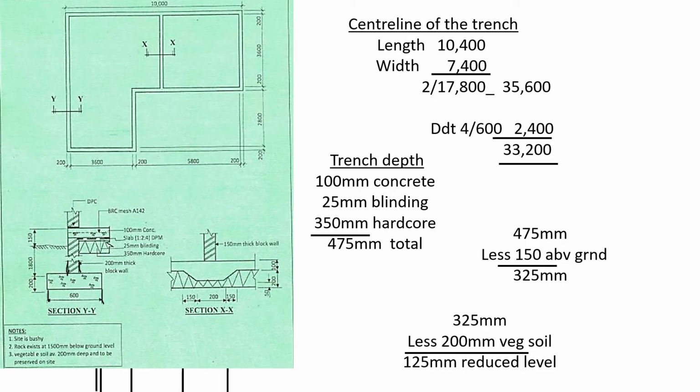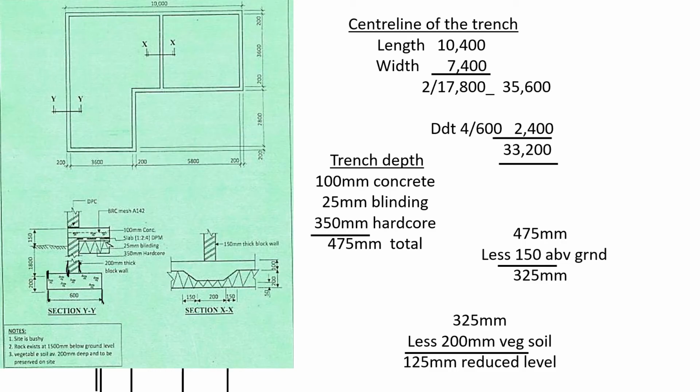So from here to here it's 200. So we shall add 200 on both sides. We shall get the external dimensions of the trench as 10,400, and the external dimensions of the width of the trench to be 7,400. So what is the perimeter for the external dimensions of the trench? It shall be 10,400 plus 7,400, we get 17,800. We multiply by 2, we get 35,600.